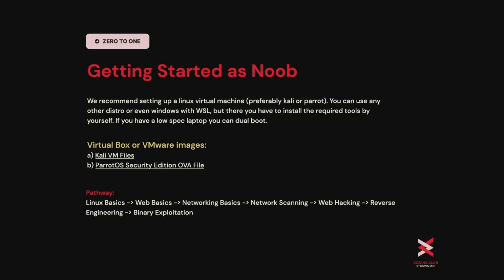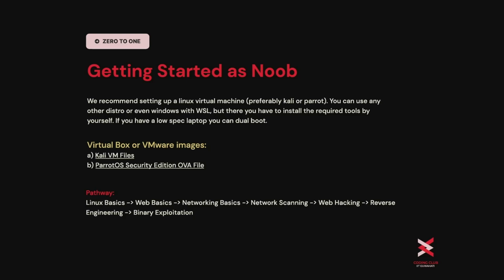So now, how do you get started as a noob? First of all, we recommend setting up a Linux virtual machine, preferably Kali Linux or Parrot OS. You can use any other distro like Ubuntu, MX Linux, or even Windows with WSL, which is Windows Subsystem for Linux. But there you will have to install all the required tools by yourself. If you have a low spec laptop, you can dual boot Windows with Linux. In the slide there are the attached VM files required for VirtualBox and VMware.